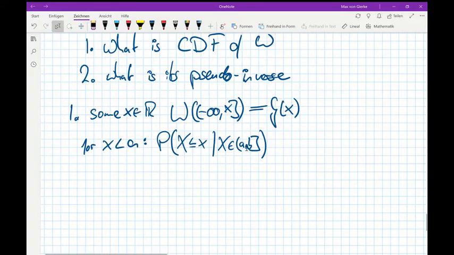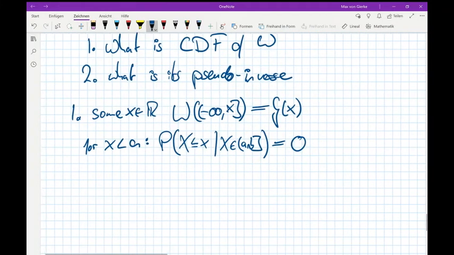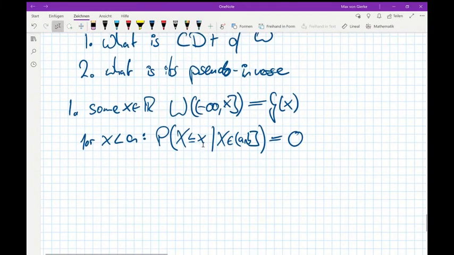Well, if lowercase x is smaller than a, and we know that the realization of capital X is bigger than a, then the probability that the realization of capital X is smaller than x, when x is smaller than a, well, it's 0. Because it kind of contradicts itself here.